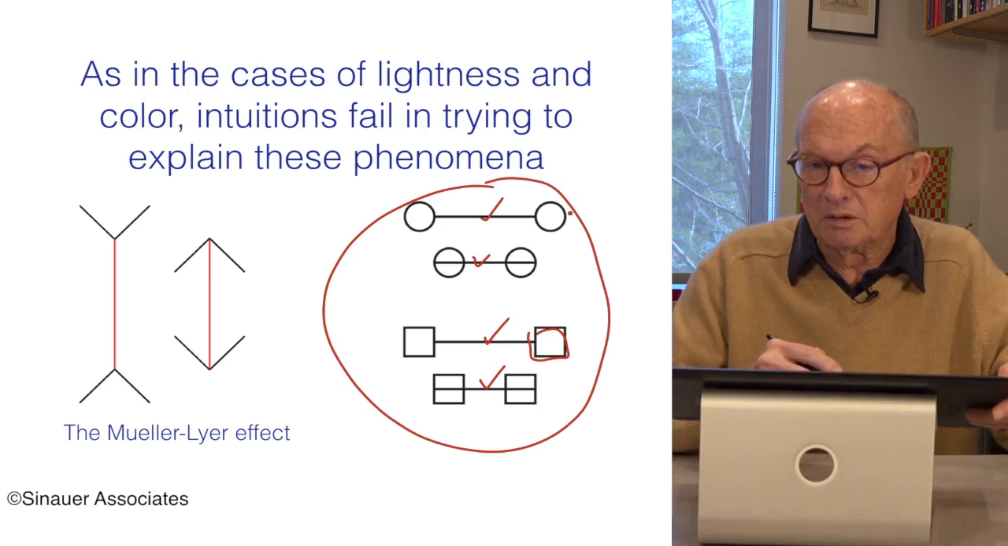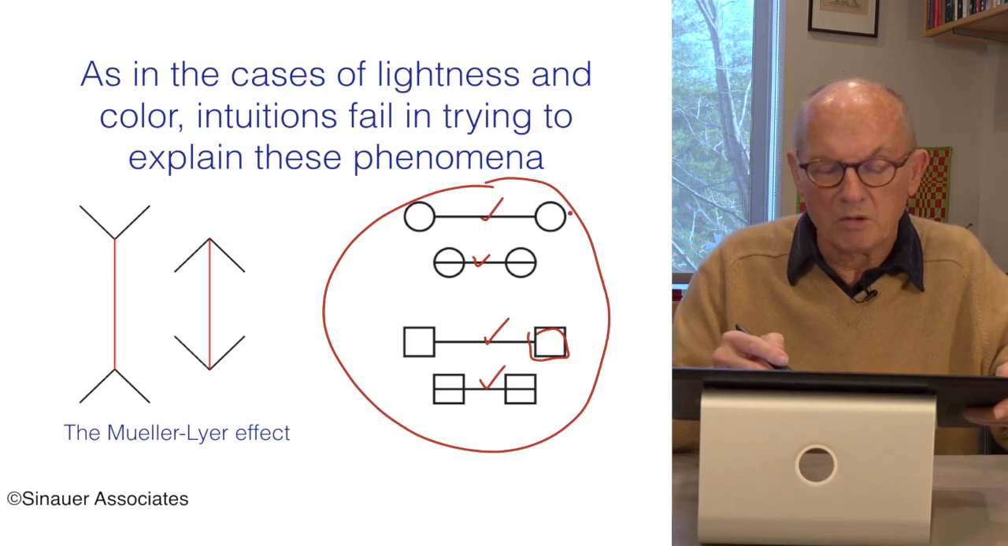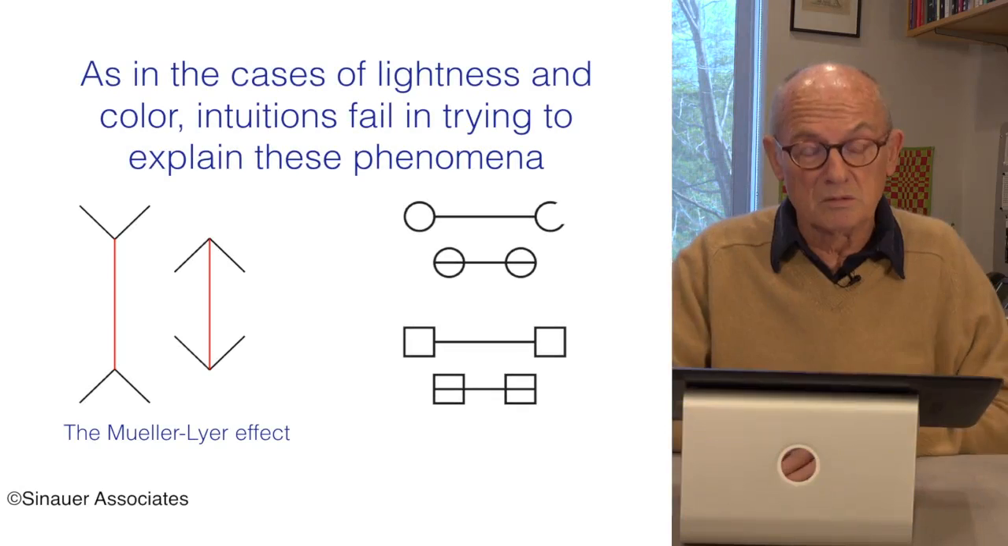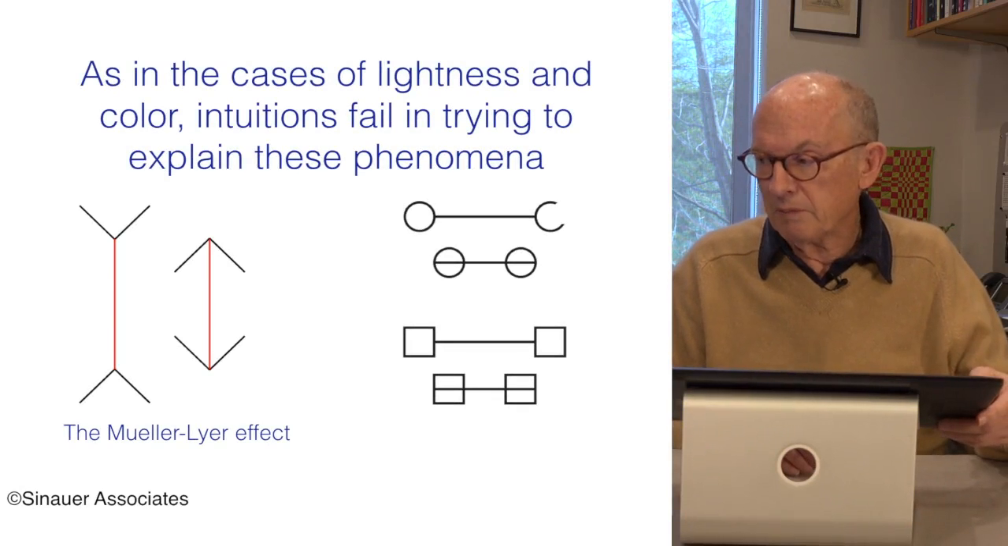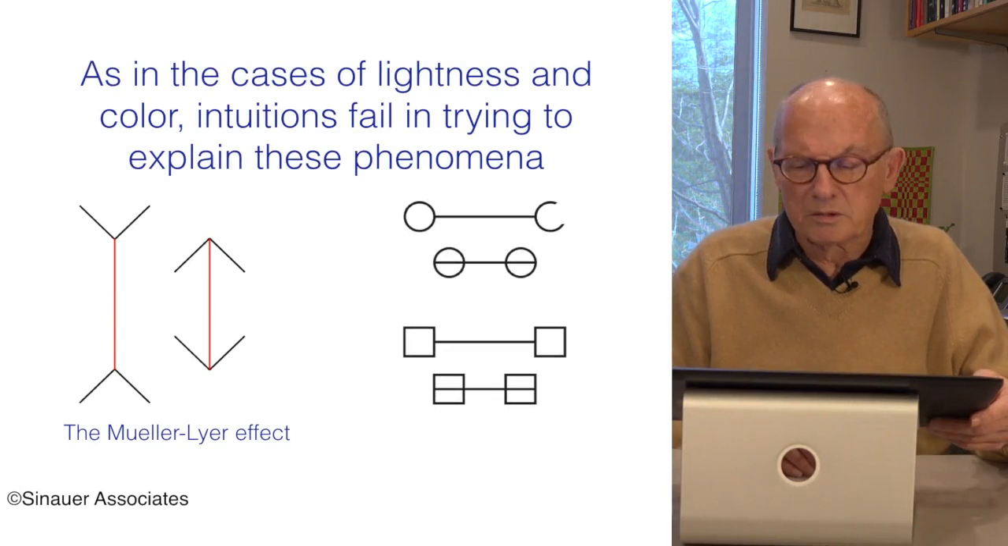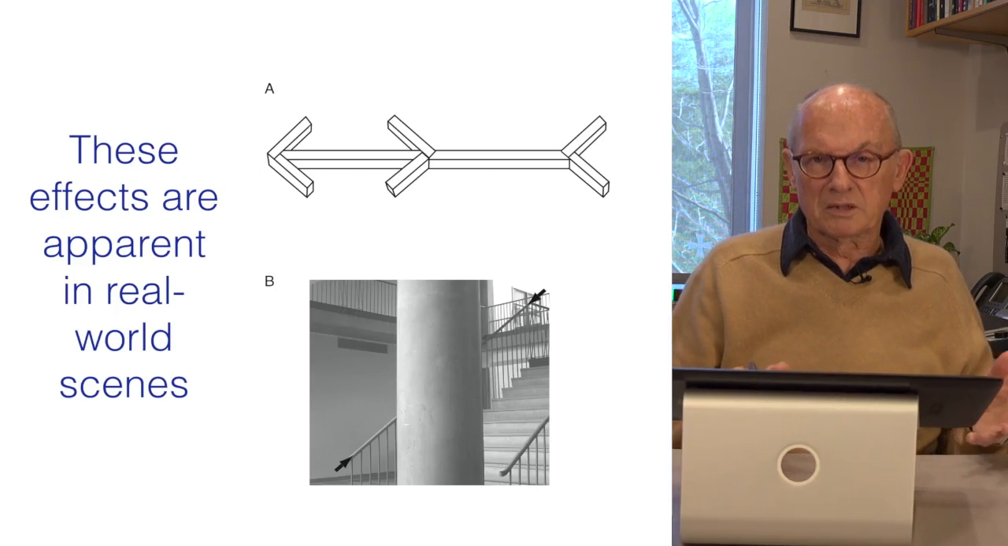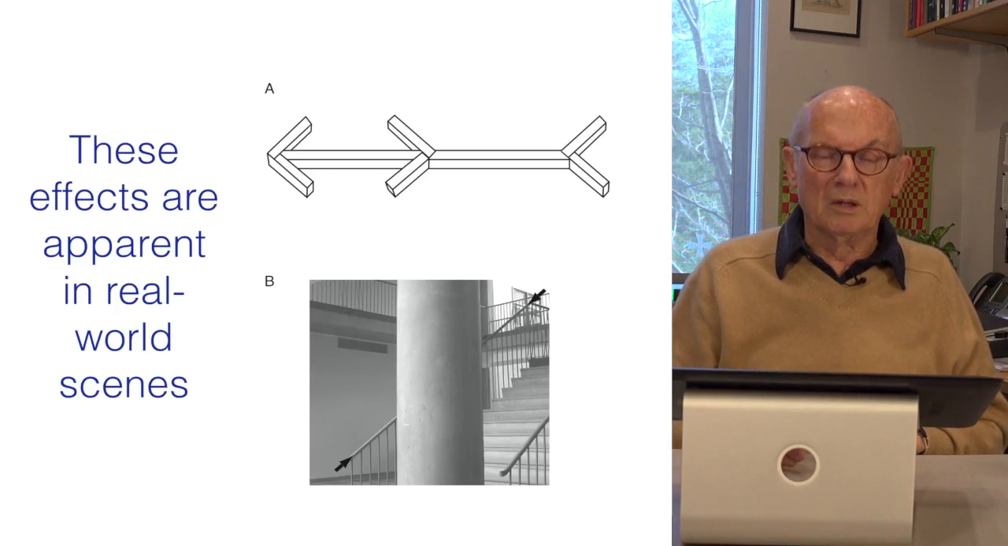You could put an old shoe on the end of the line, and as long as you arrange it the way these are arranged, you're going to see that effect. So again, the point is, there's no easy intuition that you can bring to say, oh, well, this is obviously because of the way in which we've seen things in some familiar setting. It just doesn't work that way, as in the previous cases.